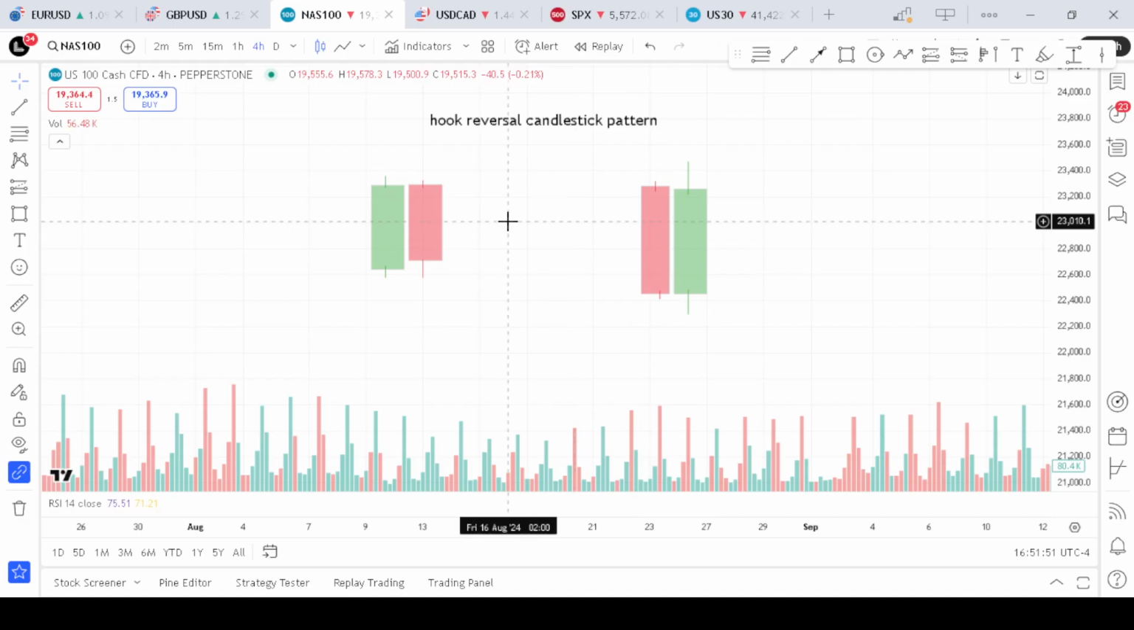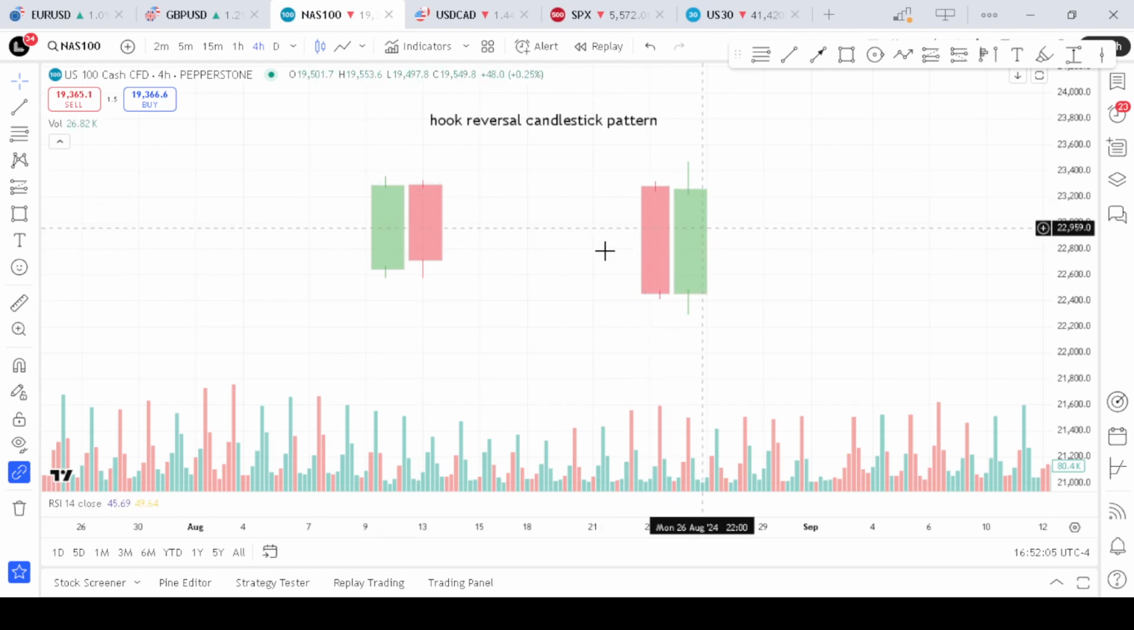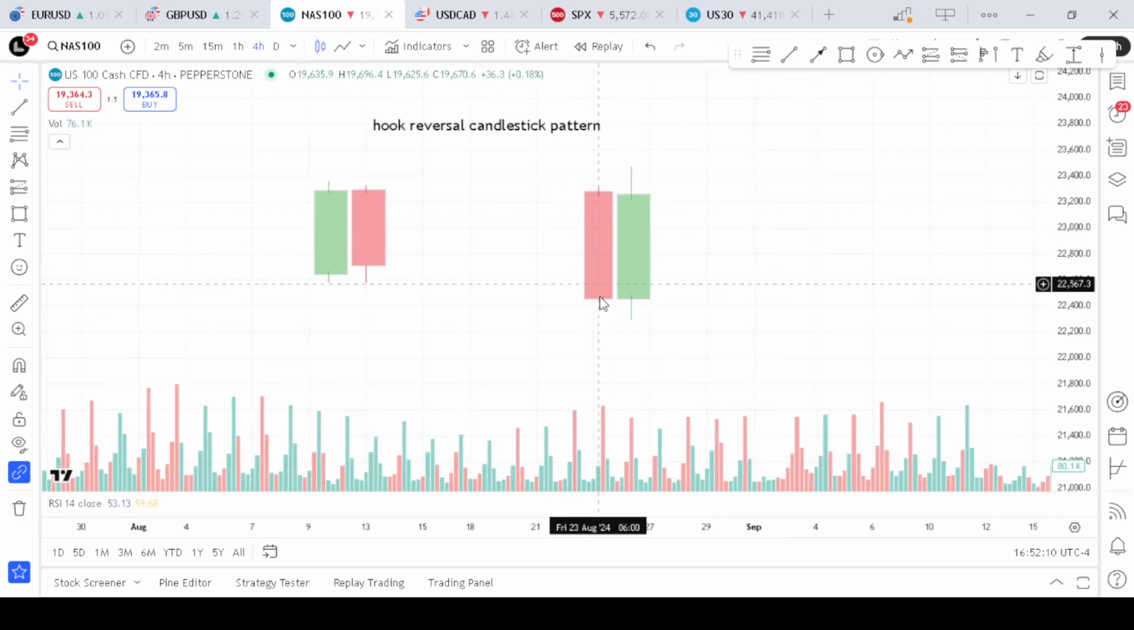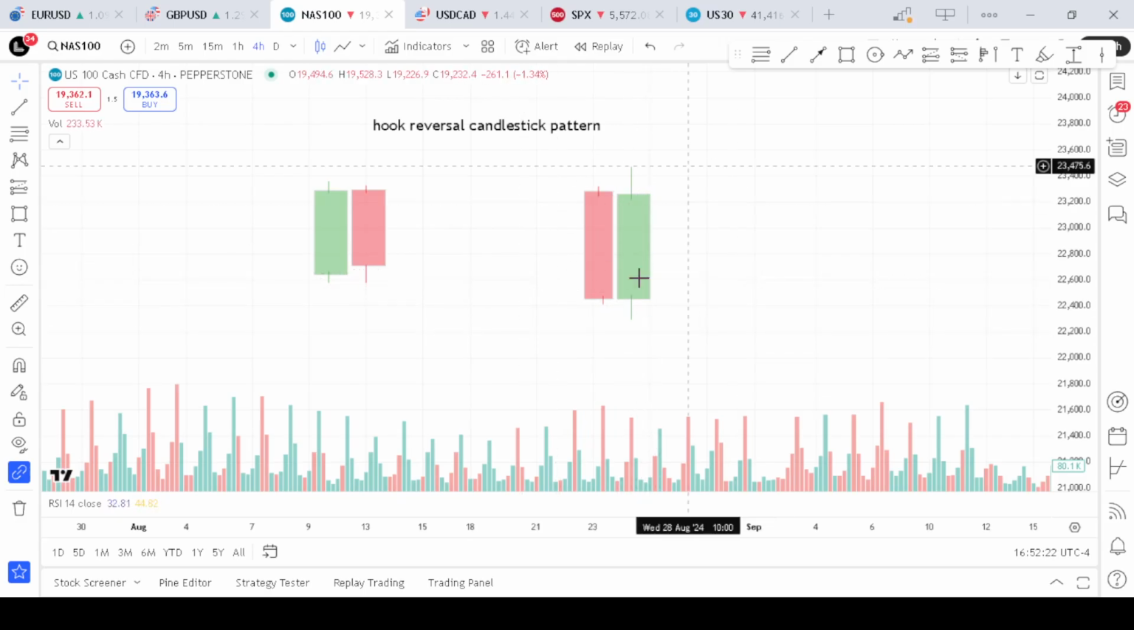The first candle is bearish and has a long body, followed by a second bullish candle opening near the low and closing near the high. This is the bullish reversal, where it changes from the bearish candle to the bullish candle. It starts with a strong bearish candle to the downside with a long body, and the second candle is a bullish candle that indicates buyers are starting to gain strength.